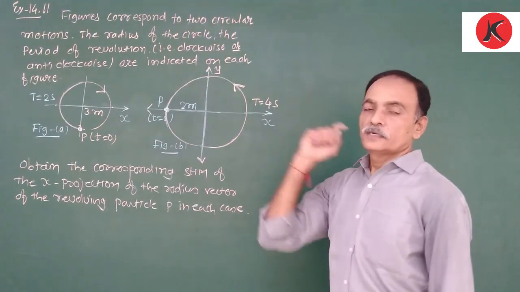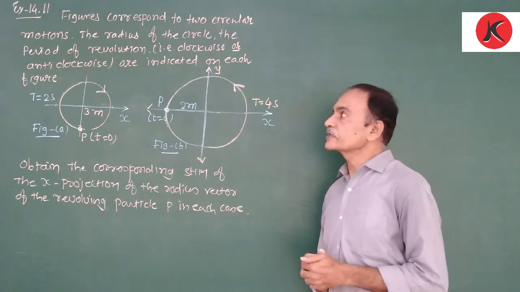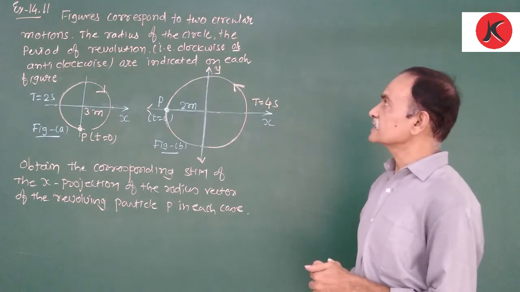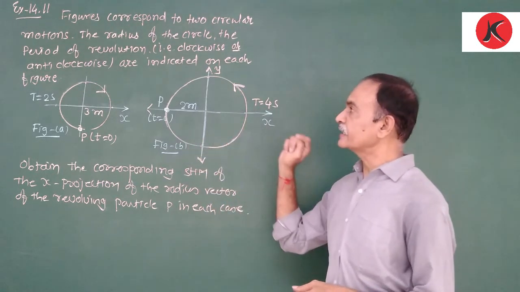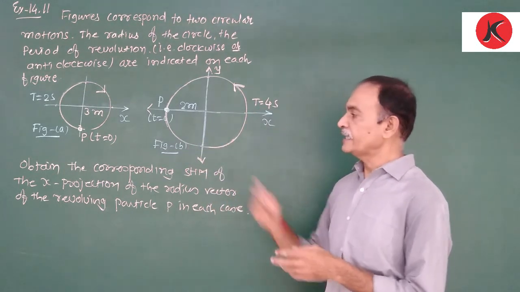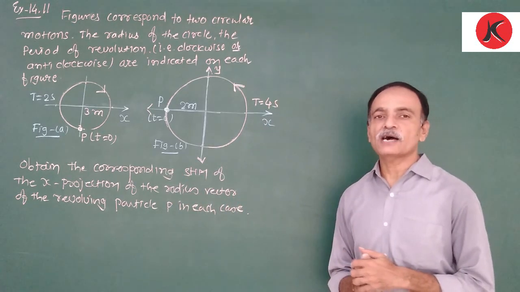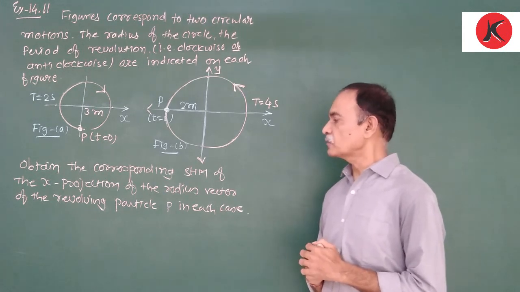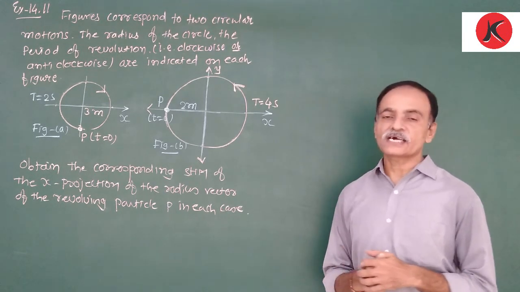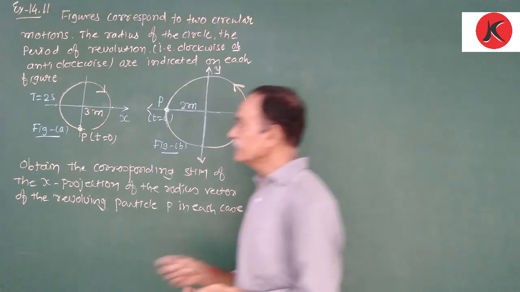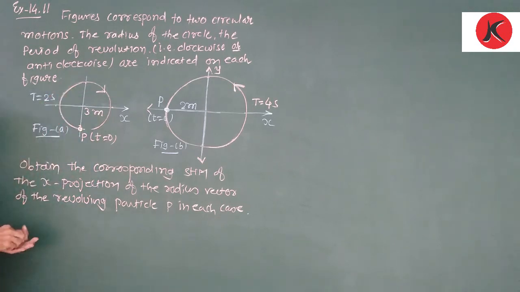Now, next numerical 14.11. Here the figures corresponding to the two circular motions, the radius of the circle, the period of revolution, and the sense of revolution, that means clockwise or anti-clockwise, are indicated in each figure. Now, obtain the corresponding simple harmonic motion of the x projection of the radius vector of the revolving particle P in each case. Now listen, in the first figure, the particle is moving in clockwise direction, this direction.